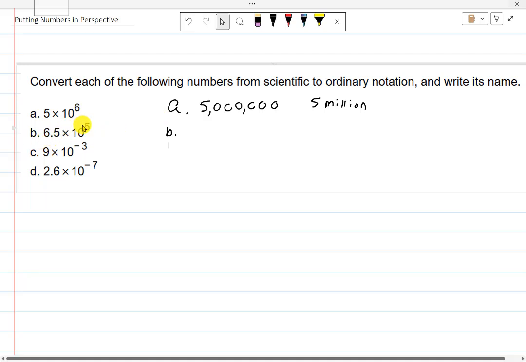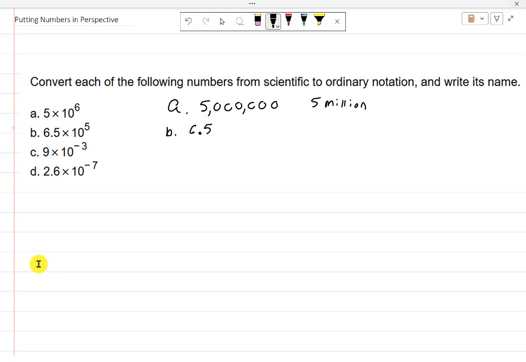You have 6.5 times 10 to the 5th means that you take this decimal and move it 5 places to the right. Let me show you what that looks like. So it starts here. Here's the decimal. And I want to go 5 places to the right. That's because of that number there. So I'm going to go 1, 2, 3, 4, 5. And there's the new decimal place.